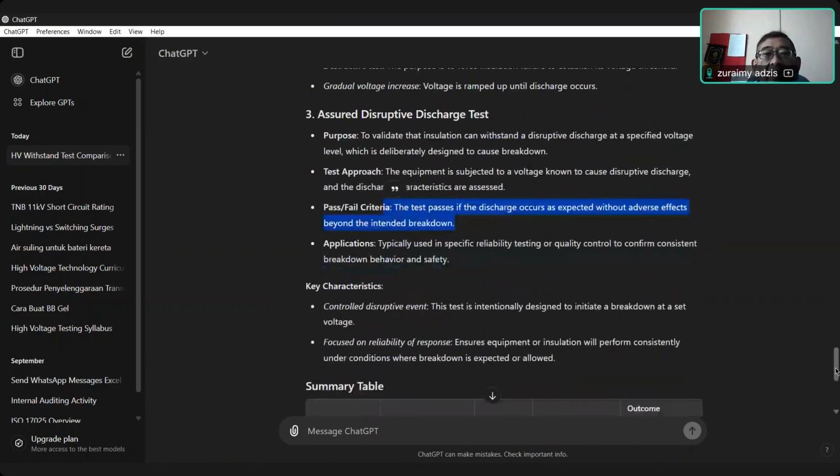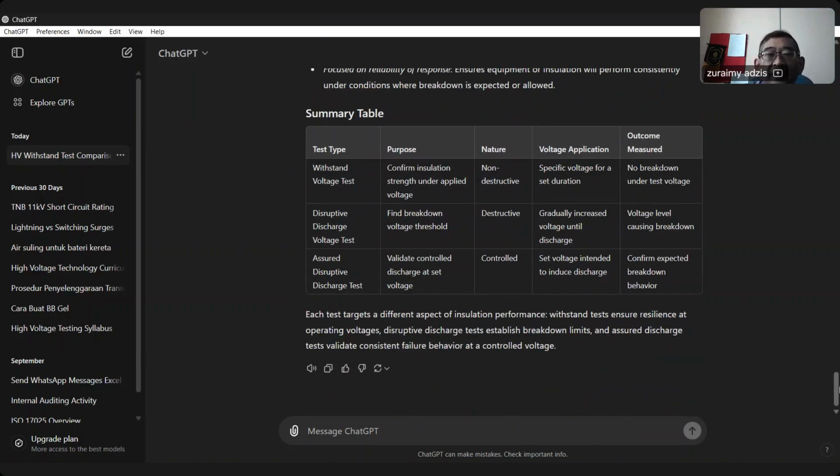So I'll give you a table. ChatGPT is a very good student. I asked it what the differences and similarities are, and it gave us a table. We can use this table for reference to really understand the differences between the withstand voltage tests, 6.4.1, 6.5, 7.4.1, 8.4.1, and the disruptive discharge voltage test. This one is to know at what voltage it breaks down, and the difference with the assured disruptive discharge test is that here we are saying that for sure at this voltage, this insulation will break down.